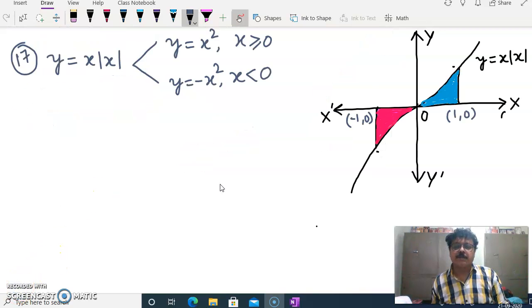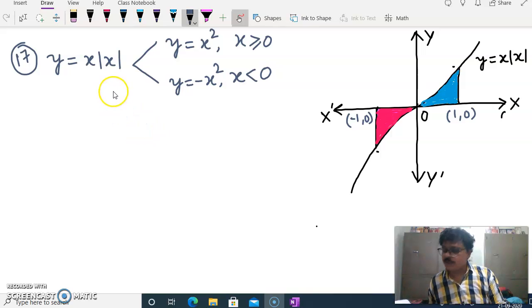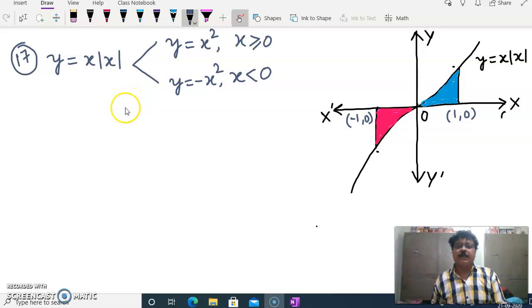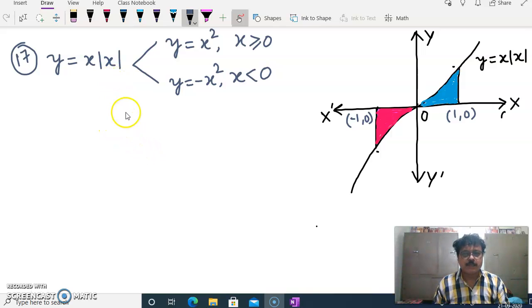So in question number 17, it is being asked to find the area bounded by the curve y is equals to x modulus x, x-axis and the ordinates minus 1 to 1. So first of all we have to see what actually this curve y is equals to x modulus x will look like.